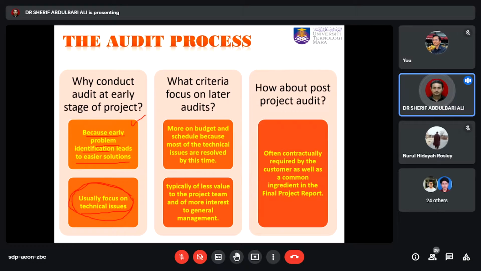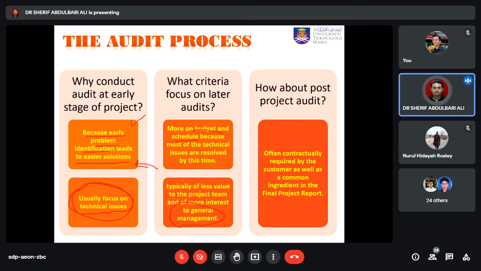So what criteria do later audits focus on? Later audits are more about budget and schedule. Why? Because all the technical issues were already solved in the previous stage. So it is typically of less value to the project team and also of less interest to the general management.